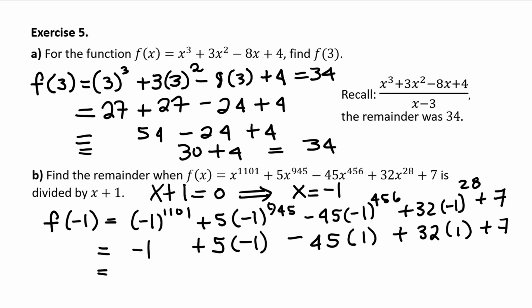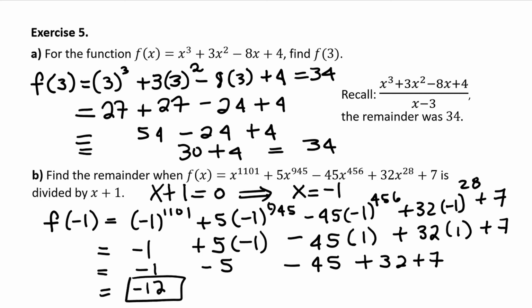This will give us, let's see, negative 1 minus 5 minus 45 plus 32 plus 7, and that'll be equal to negative 6 minus 45, that's negative 51, and then add 32 plus 7 should be negative 12. The ordered pair negative 1, negative 12 gives you a point on the graph of this polynomial function. It also tells you that when divided by x plus 1, you have a remainder of negative 12.